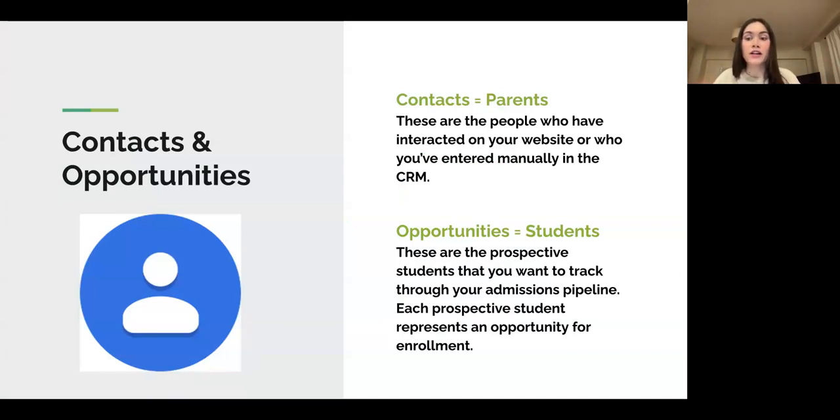These are people who have interacted on your website, or perhaps you've entered them manually into the CRM. Maybe they came to an open house and you collected their email information, so then later you can input that in your CRM. Of course, the opportunities equal those new students. These are the prospective students that you want to track through the admissions pipeline, which is that 8-step process that we looked at earlier in the presentation. And each prospective student represents an opportunity for enrollment.